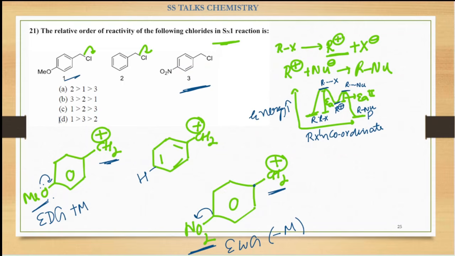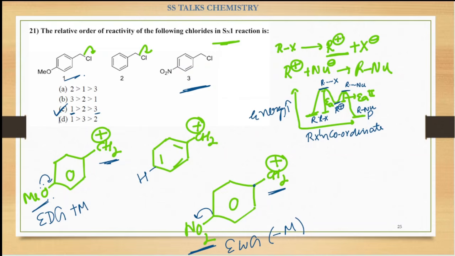So the order of reactivity is that the first case is the fastest reaction and the third case is the slowest. The C option that you see has the first one as the maximum and the third one as the least. So the C option is the correct answer to this question.